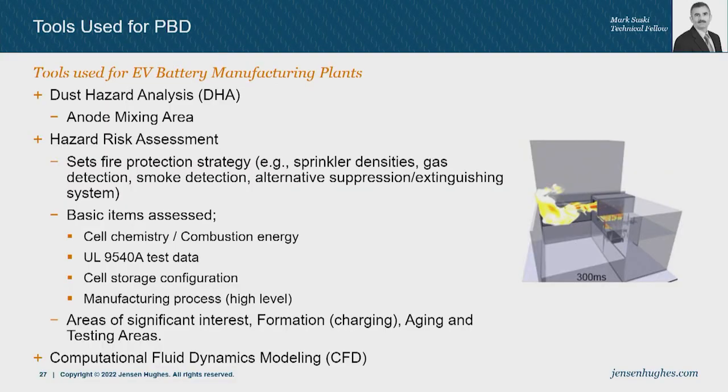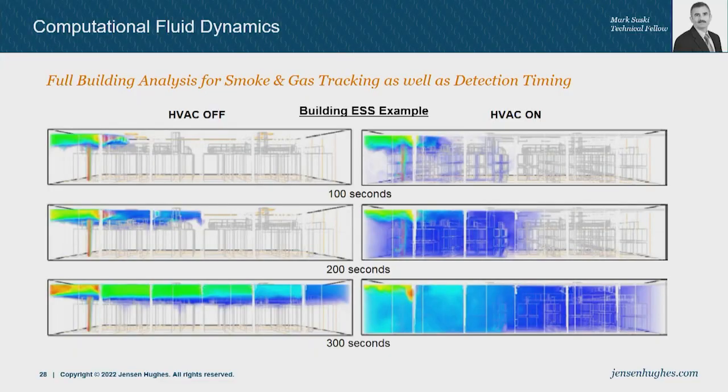And then the last one on the list is computational fluid dynamics modeling. We do a lot of this for the battery, particularly for EV manufacturing. This is actually an ESS type storage configuration, so not necessarily an EV plant, but an ESS. What the two examples show you using the CFD modeling is gas dispersion throughout a compartment or a space or a building, simulating the battery cells venting. One is with the HVAC off, and the other one was with the HVAC on. And as you can see, there's a significant difference between those two. So what this allows us to do is target and pinpoint our detection strategy for gas a lot better.